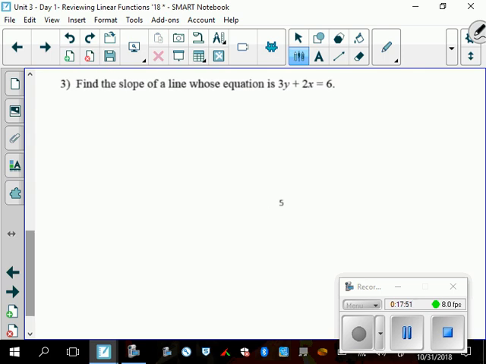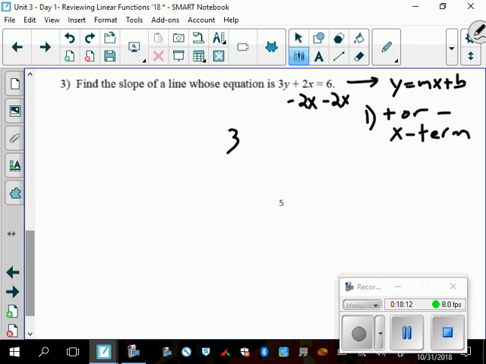If they give me the equation and y is not by itself, we want to change this to look like y equals mx plus b. So in order to do that, I will add or subtract the x term. In this case, I would subtract 2x from both sides. And I'd get in the habit of putting whatever x has first, so you know that that's where your slope is. Technically, you could write it as 6 minus 2x if you wanted to.